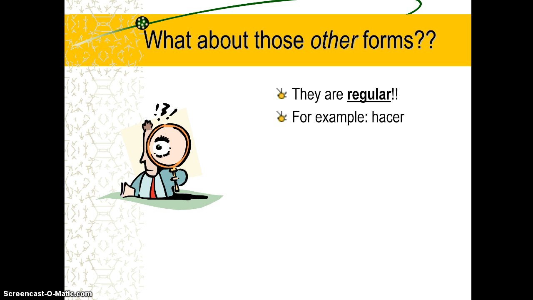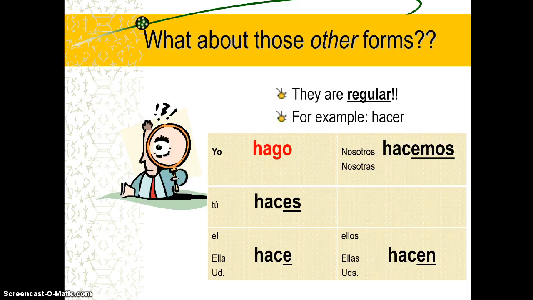Let's look at the verb hacer. So if you'll notice, the yo form is hago, but for the rest of the forms, it follows a regular pattern. You just remove the ER and add the endings. Es, e, emos, en, right?